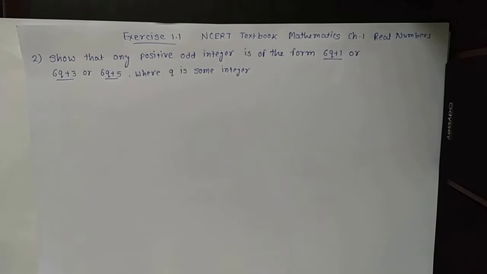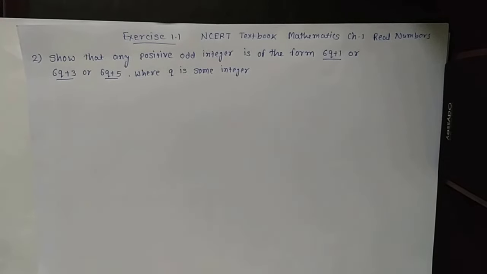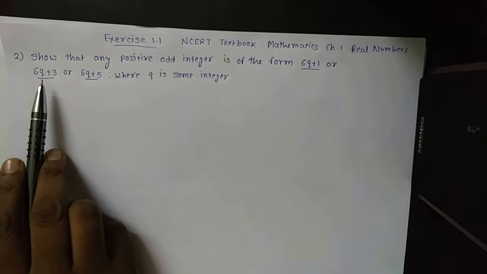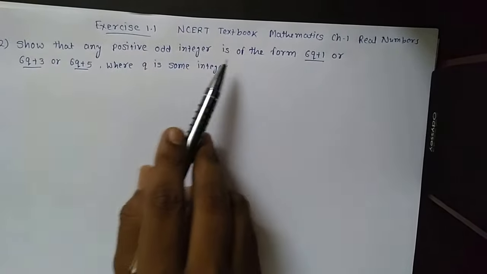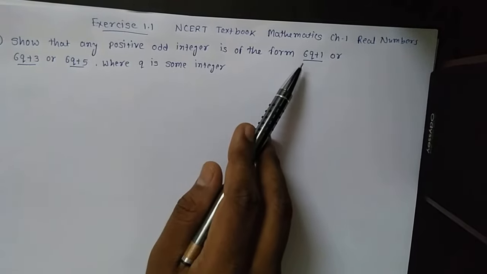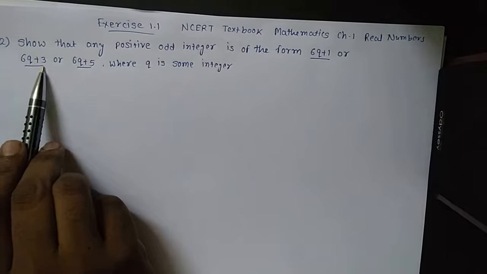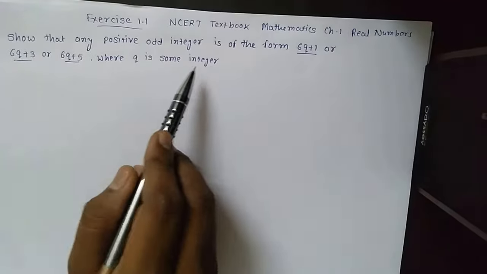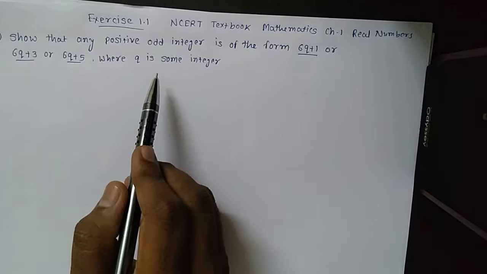In this video we will see exercise 1.1 of the NCERT textbook, mathematics, chapter Real Numbers. There is question number 2. Show that any positive odd integer is of the form 6q plus 1 or 6q plus 3 or 6q plus 5, where q is some integer. Now we need to show this, that means we need to prove it.